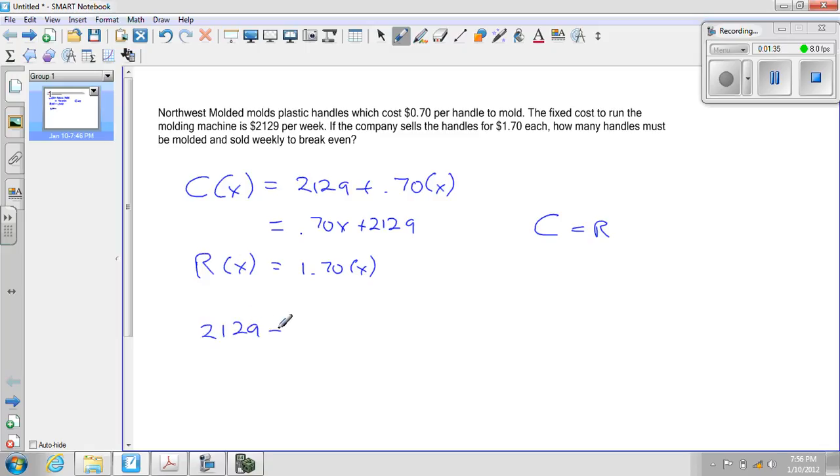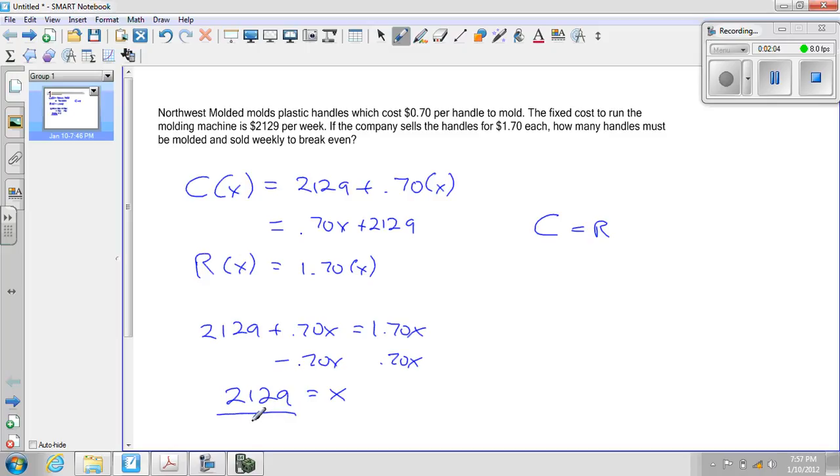So I have 21.29 plus 0.70x is equal to 1.70x. Well, let's get our x's all on one side. Subtract 0.70x from this side and 0.70x from this side, and I have 21.29 is equal to x. So I need to make 2,129 handles in order to break even on this deal.